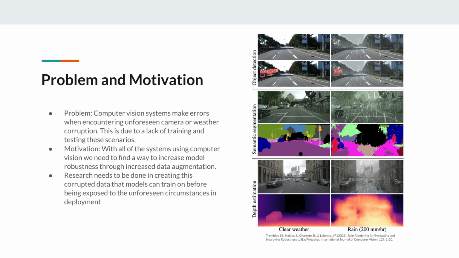And on the right, you see some weather corruption and how it really changes how the computer vision models see. And this is the underlying problem and what we aim to combat through more data augmentation.